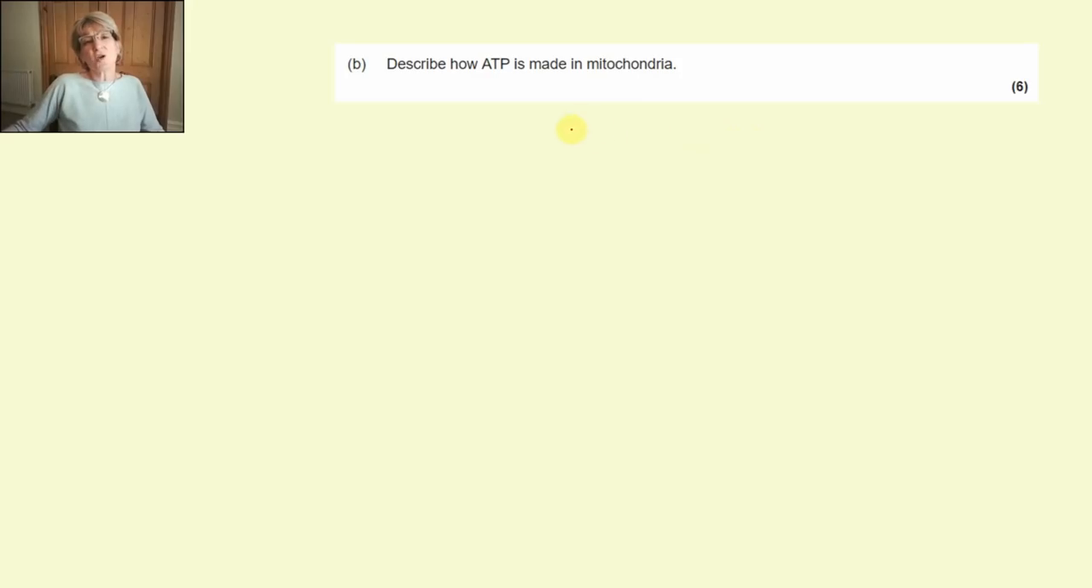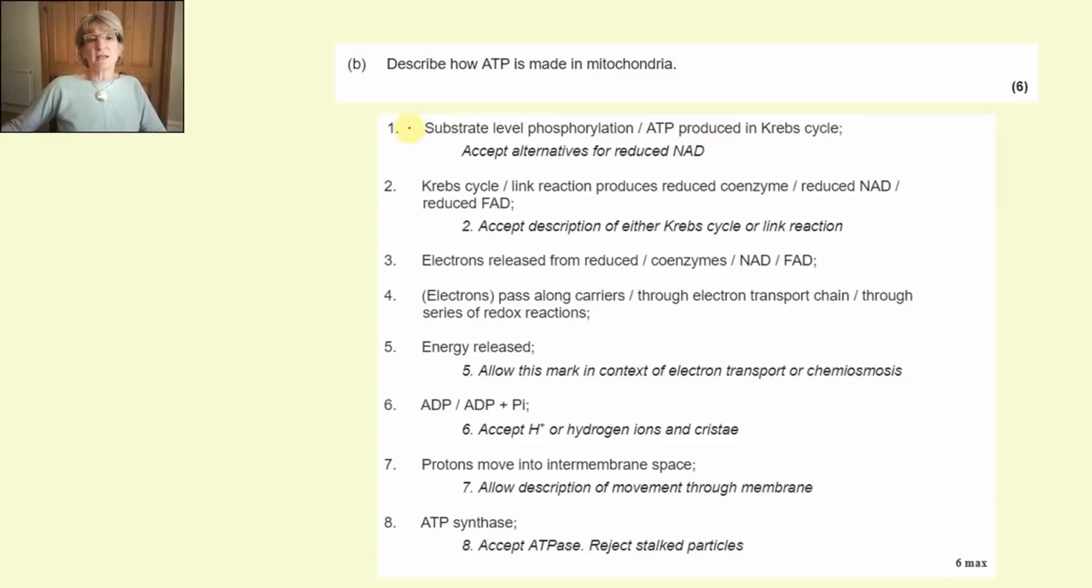It's made as a result of electrons going down the electron transport chain, and that causing the pumping of hydrogen ions from the matrix into the intermembrane space. The buildup of hydrogen ions then causes them to diffuse through ATP synthase back into the matrix, which is when ADP plus Pi reacts to form ATP. Oh, I didn't even need to say substrate level phosphorylation after all of that.